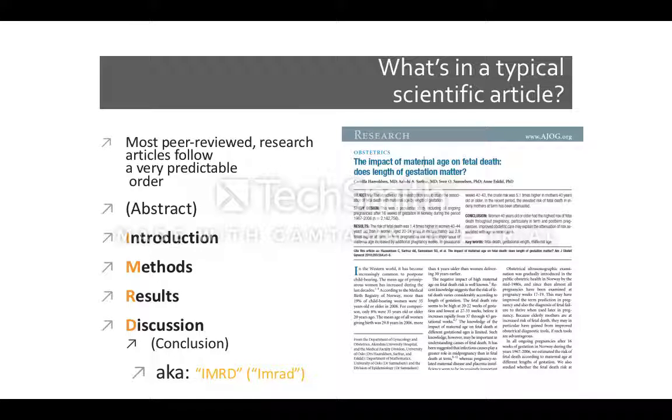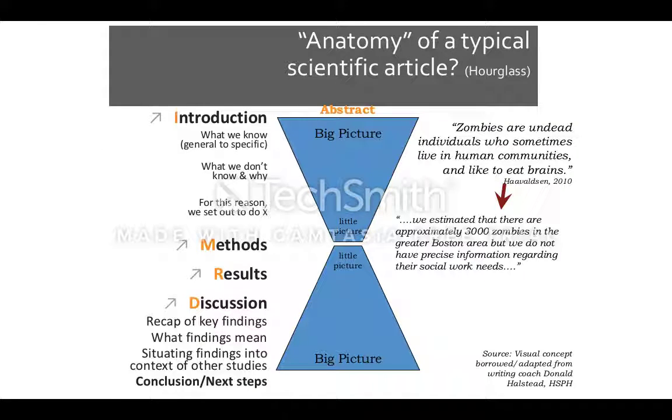So another way to think about this is we use this acronym IMRAD. So after the abstract, you'll have the introduction, the methods, the results or the findings, and the discussion. A way to think about the anatomy of the research article, I really like this, is to think of kind of an hourglass figure.